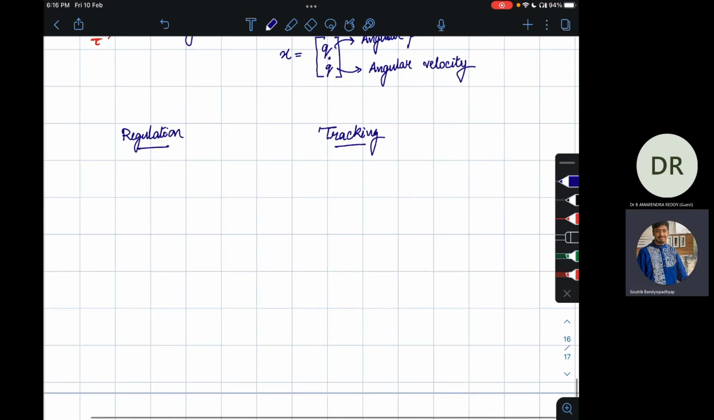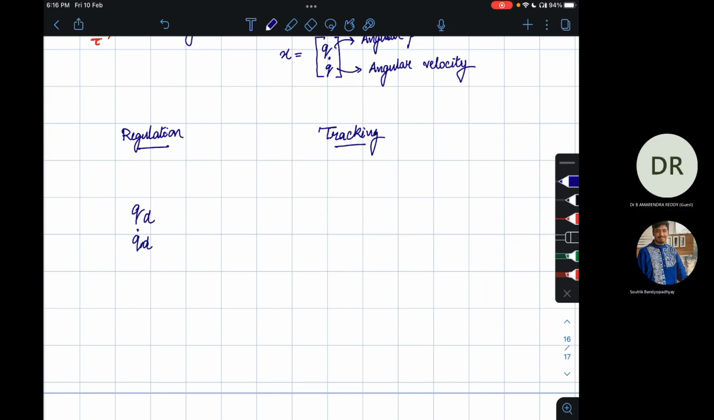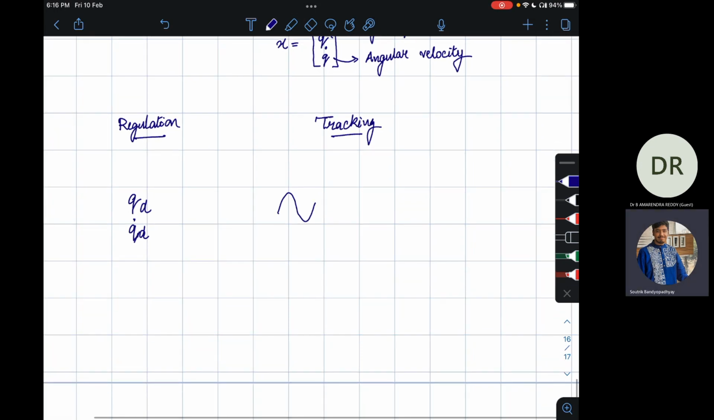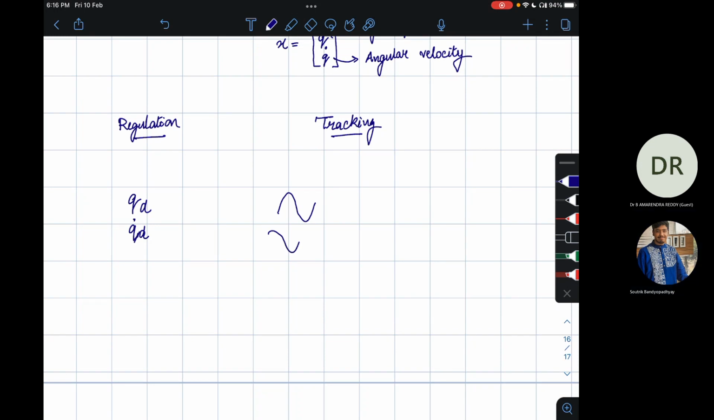So suppose you have a desired trajectory, which is q desired and q dot desired. So it could be like that. You want your system trajectory to track a sinusoid, let's say, and your q dot desired would be a cosine wave. It could so happen, right? So this trajectory is defined by the user.